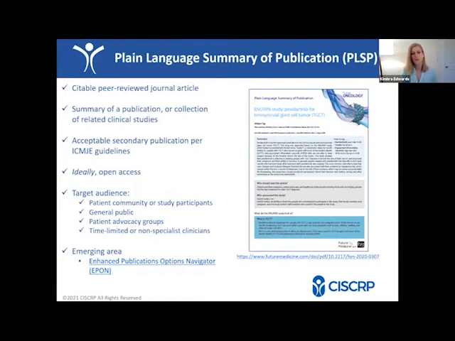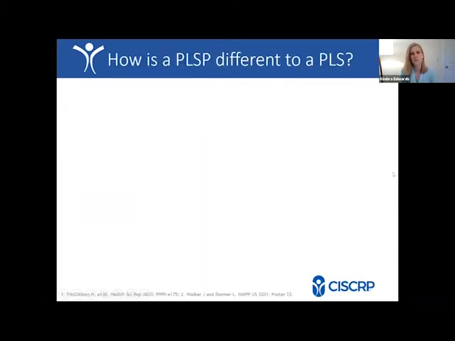And we just want to note that PLSPs are an emerging new area of health communications. So the thinking around PLSPs is evolving. So checking out resources like the one we listed here may be helpful in the future. And so at this point, I'll turn it over to Sarah, who will walk us through the differences between PLSP and PLS.